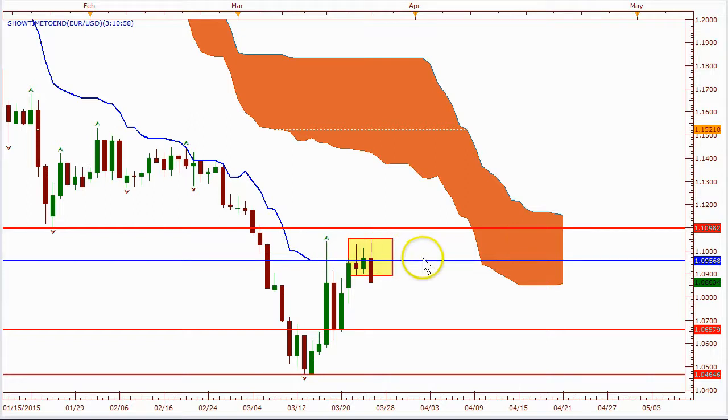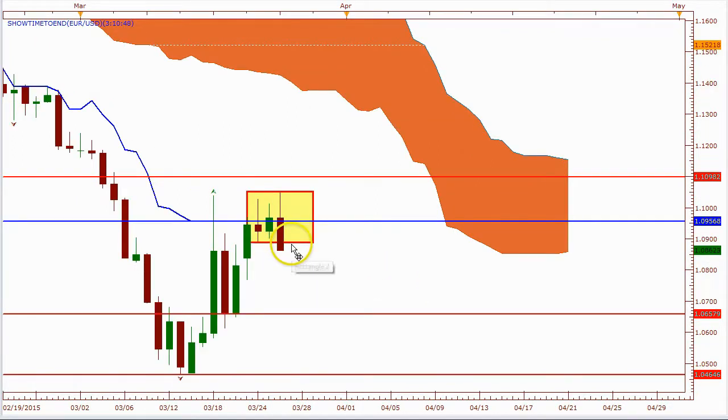Once we see our level and validate that level, then we can enter the trade. And here we go. We're a little late, so I wouldn't enter the market now, but I am going to look for this to go to.